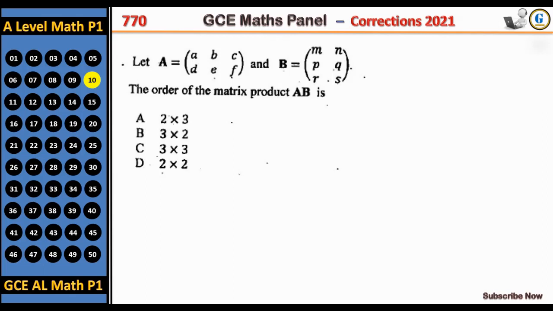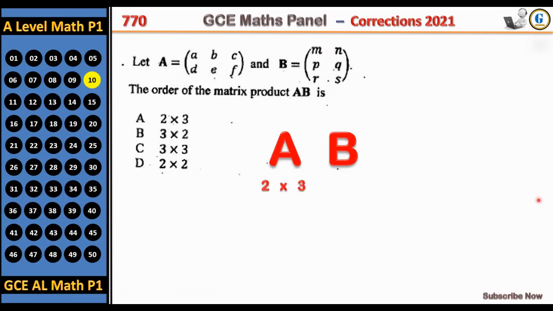Let A be equal to that matrix and B be equal to that matrix. The order of the matrix product AB is, in this question you don't need to look for the matrix product AB. The order of the product that we obtain is given by the number of rows of matrix A by the number of columns of matrix B. So just by looking at these two matrices, we start with A, it has 2 rows, and B has 2 columns. So the order of the product that we obtain is a 2 by 2 matrix.